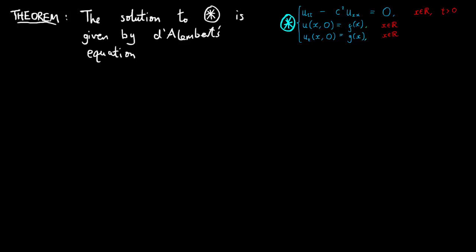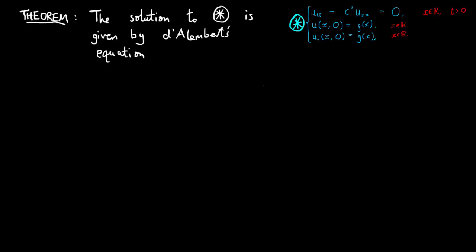Okay, so the way we're going to do that is via a theorem, and we're going to prove this theorem that the solution to the problem that we started with, which is the homogeneous wave equation with the initial conditions, so in other words the Cauchy problem for the wave equation, is given by D'Alembert's equation.